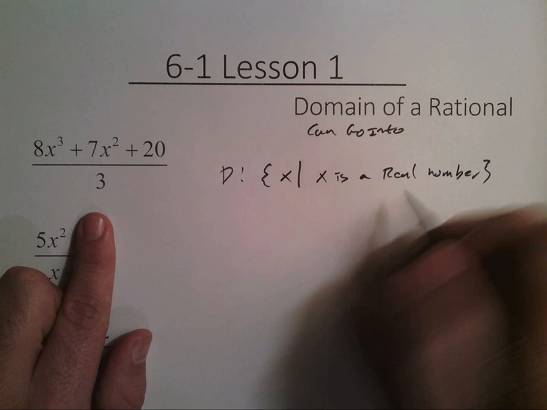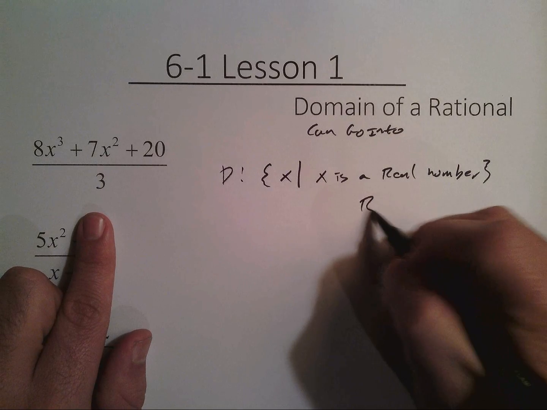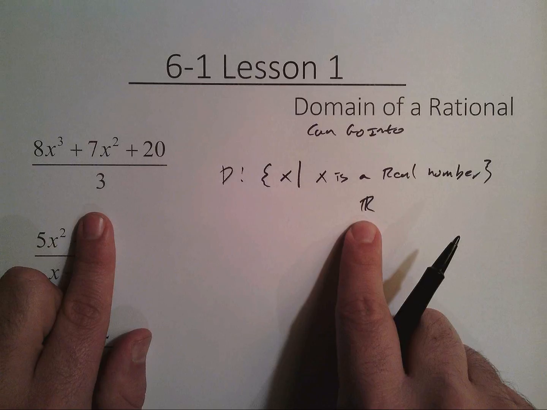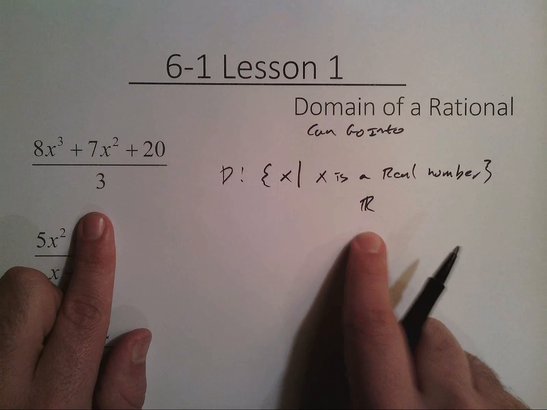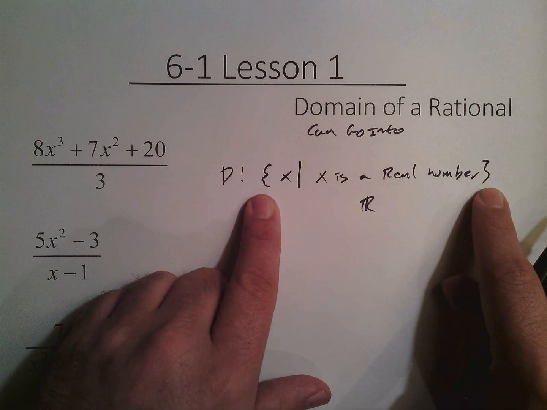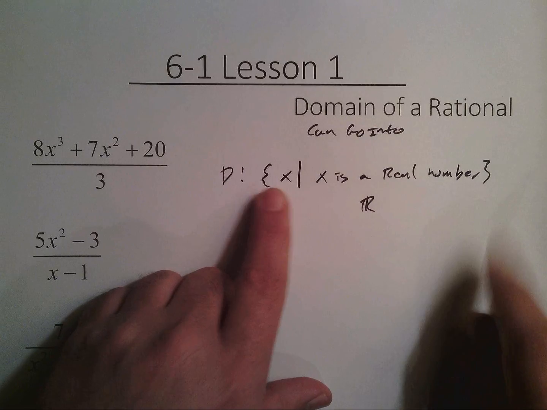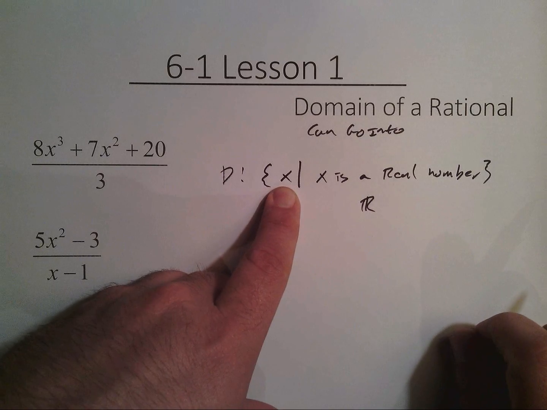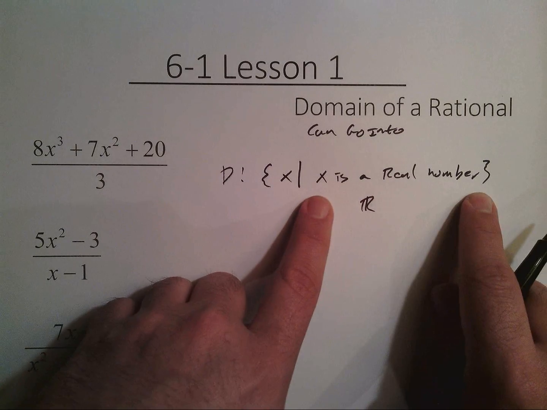You can also use this symbol for all real numbers. It's a capital R with an extra line, a bold R in other words. So the squiggly brackets mean we have a set, so we have a list of numbers that look like an x, whatever the x can be, and the x is a real number.